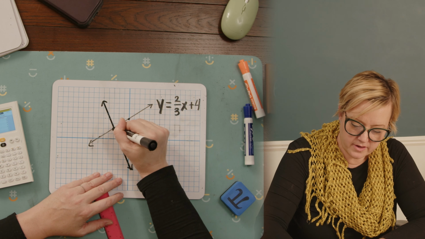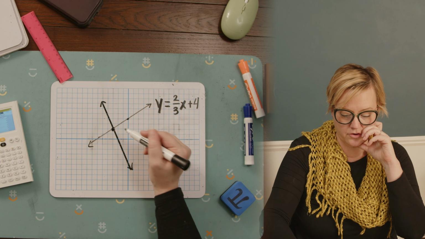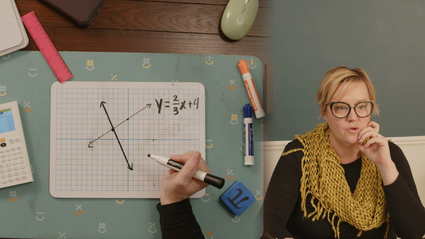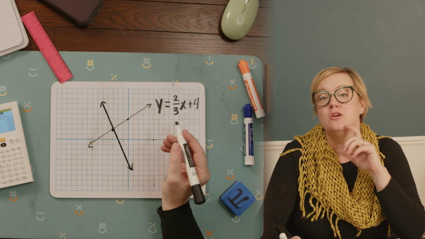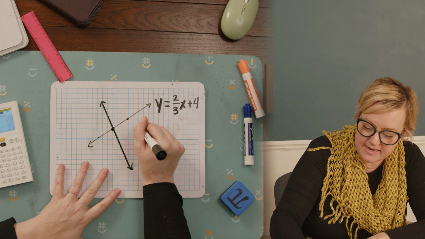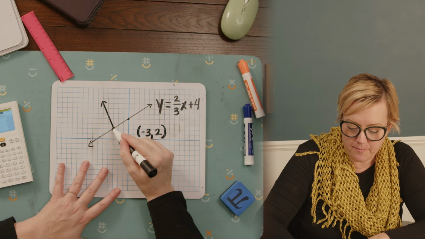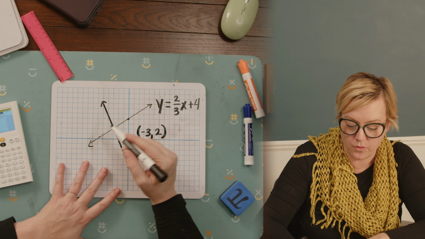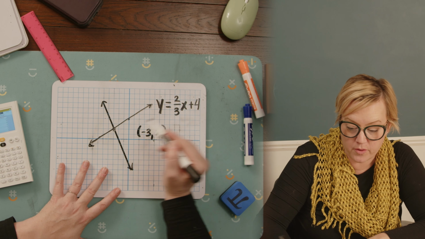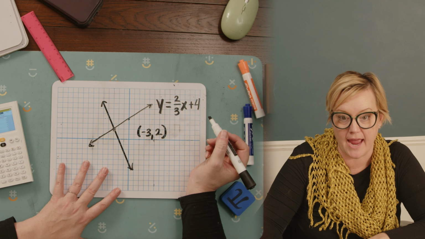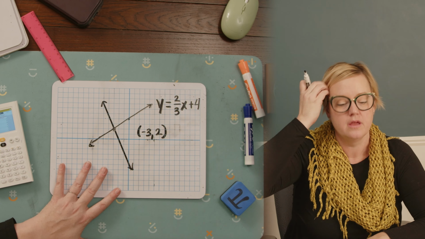So you can clearly see that those lines are intersecting right here. That is the point where they intersect, right? At that point, that is (-3, 2). So what that means is that both lines are going to pass through that point, (-3, 2), which means both of their equations are going to work out and end up equaling -3 and 2.